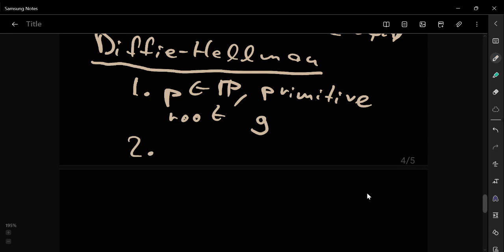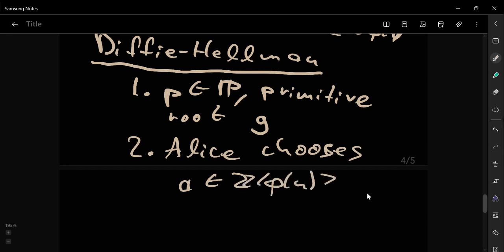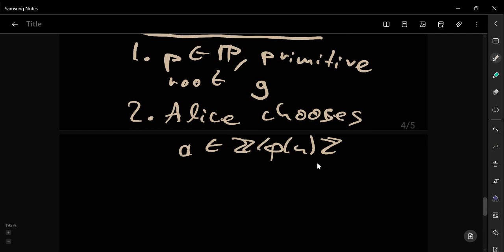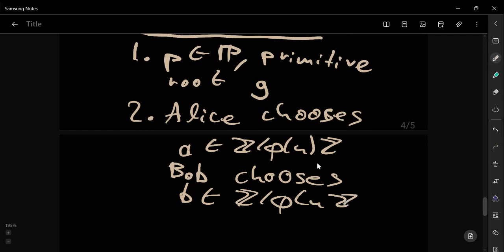After A and B, or let's say Alice and Bob, have agreed upon P and G, the second step would be for Alice to choose an element a in Z modulo phi of n Z. Why is this Z modulo phi of n Z? This relies on the observation we've just made, because a will be an exponent, so we can consider the exponent modulo phi of n. We've already observed this. Similarly, Bob chooses an element b in Z modulo phi of n Z.